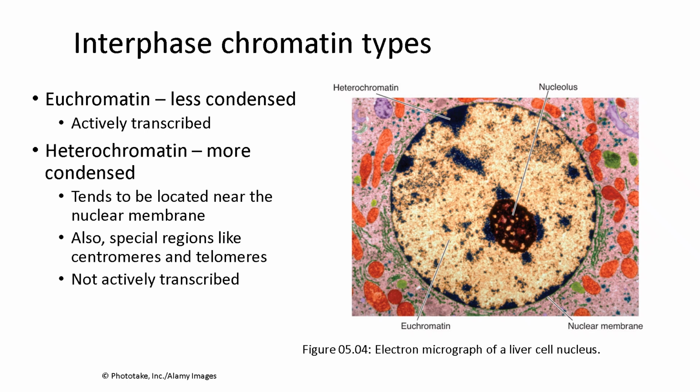During interphase, chromatin exists in 2 primary forms. Euchromatin is less condensed and actively transcribed, allowing genes to be expressed. In contrast, heterochromatin is more condensed, often found near the nuclear membrane or at specialized regions like centromeres and telomeres. These regions are generally not transcriptionally active, indicating a role in structural support and gene silencing.